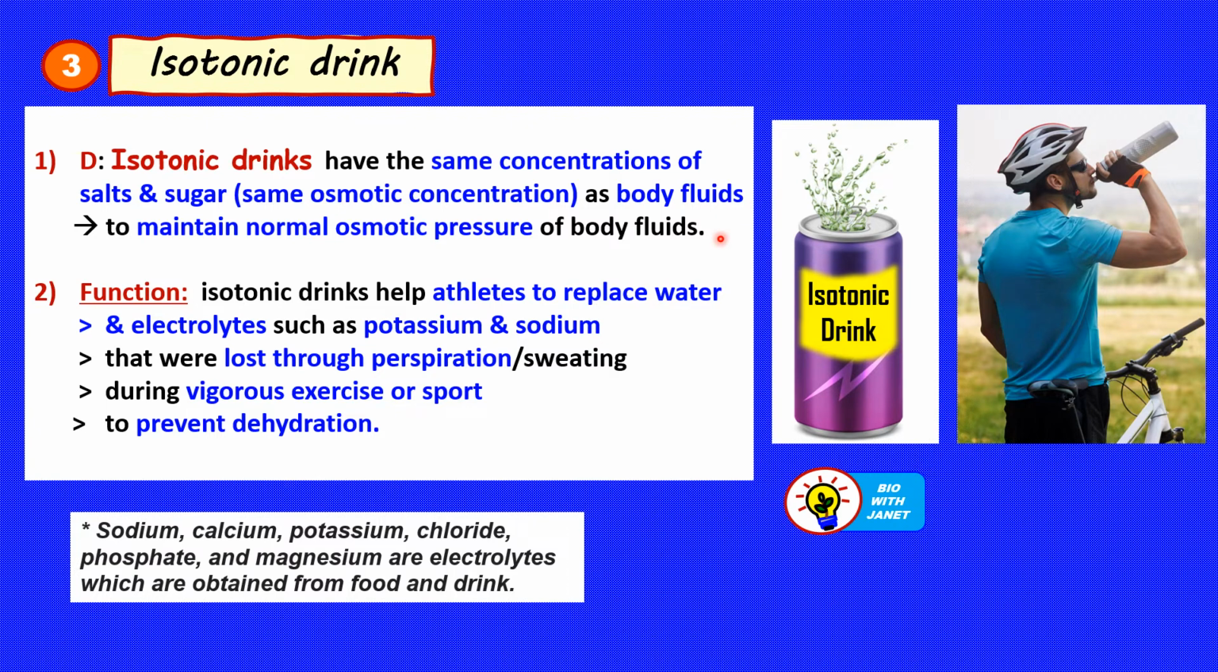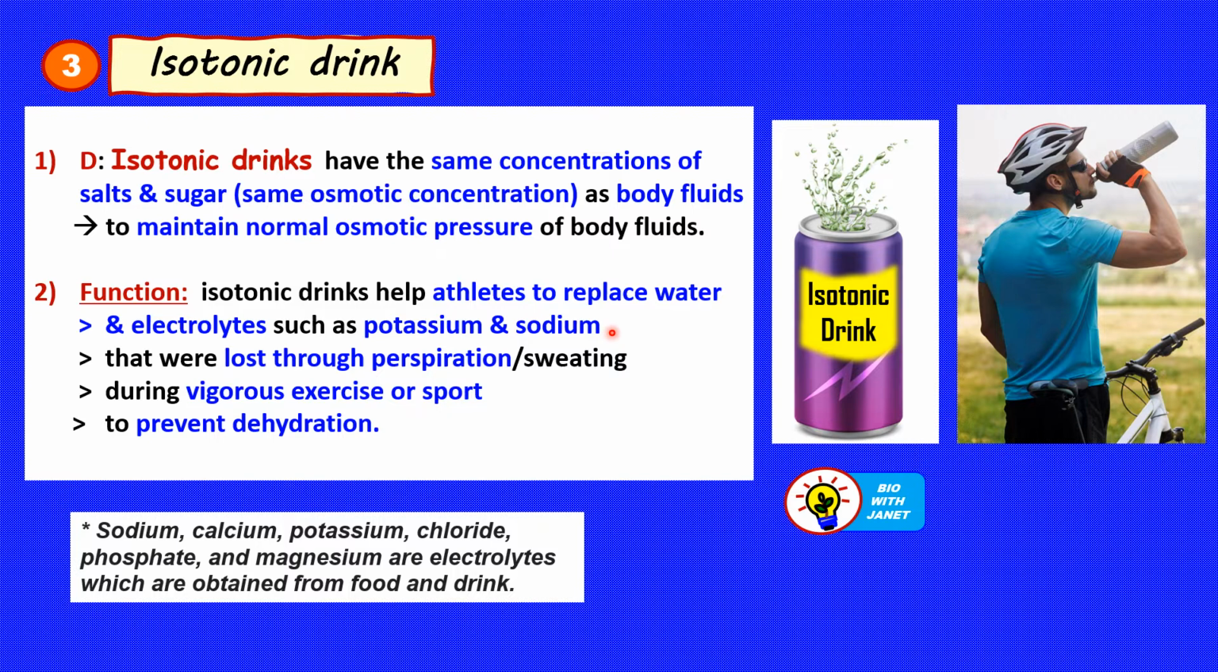And if we drink it, it will help to maintain the normal osmotic pressure of body fluids. It will help to maintain the normal concentrations of salt in our blood and our body fluids. So that will help to maintain health, and there will be no lack of minerals or water. So the function of isotonic drinks is to help athletes and those who exercise and sweat a lot to replace the water and the electrolytes that are lost.